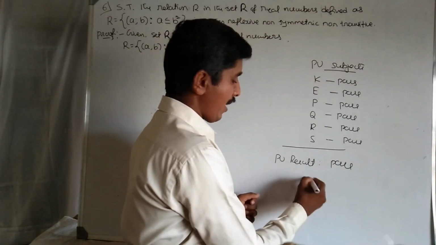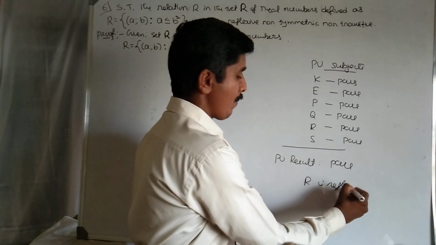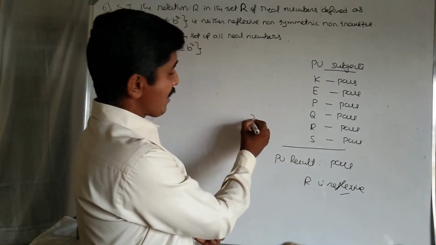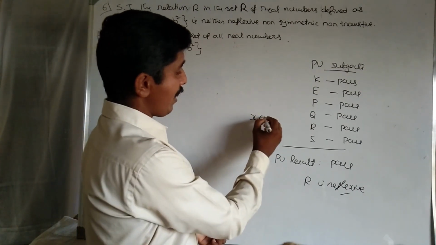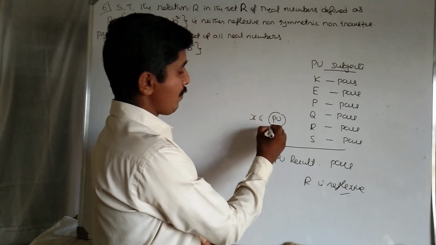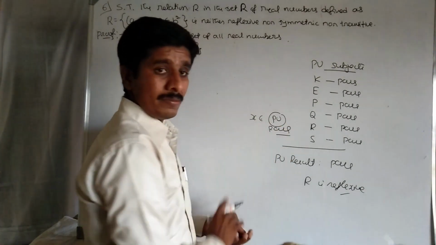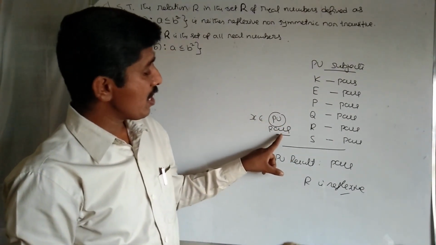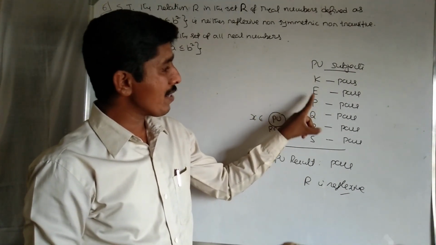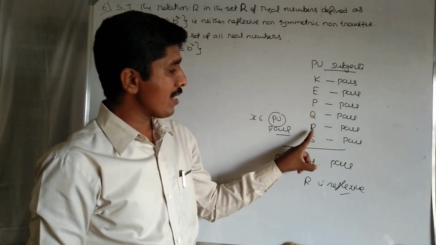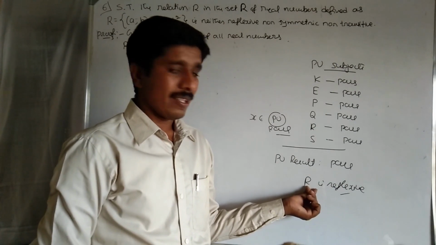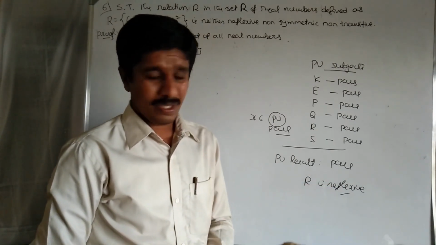In this case, suppose you take a relation reflexive or symmetric or transitive like that. Here X belongs to your subject. X subject is pass, meaning any subject: Kannada pass, English pass, P subject pass, Q subject pass, R pass, S pass. Then the result is pass, then the relation is reflexive, symmetric like that.